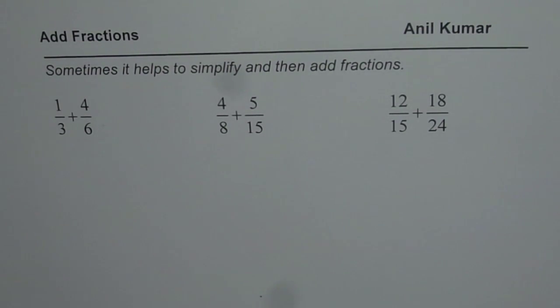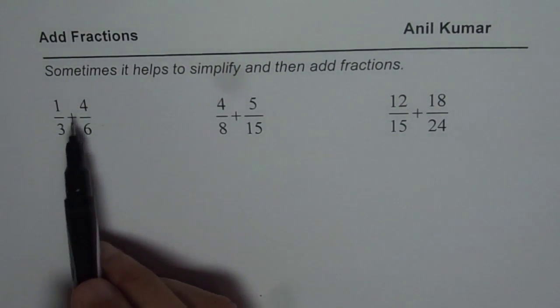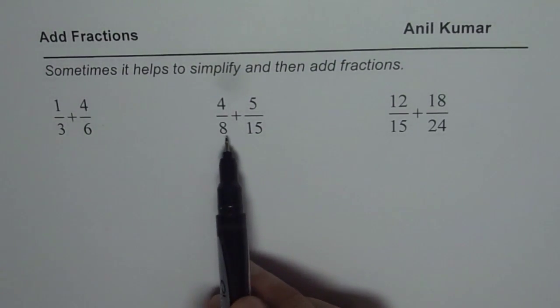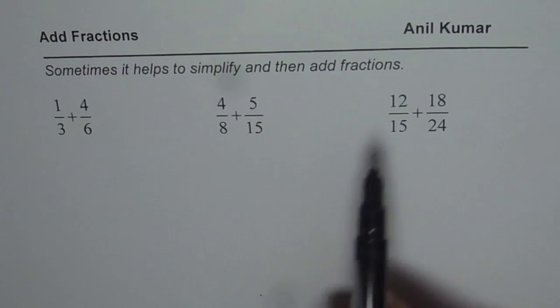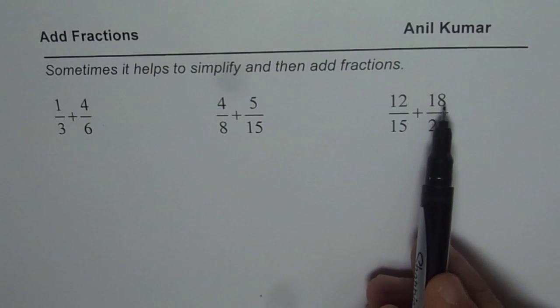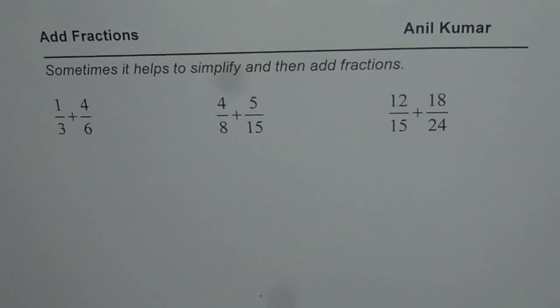As I said, sometimes it helps to simplify and then add fractions, and we are going to practice this strategy using these three examples. Let us add 1 over 3 with 4 over 6, 4 over 8 with 5 over 15, and 12 over 15 with 18 over 24. You can pause your video, copy the question, answer, and then look into my suggestion.